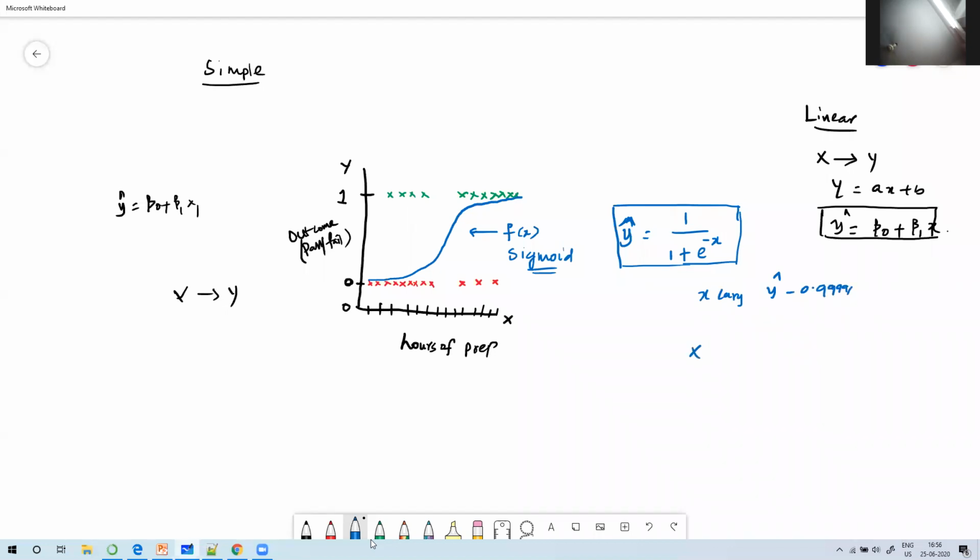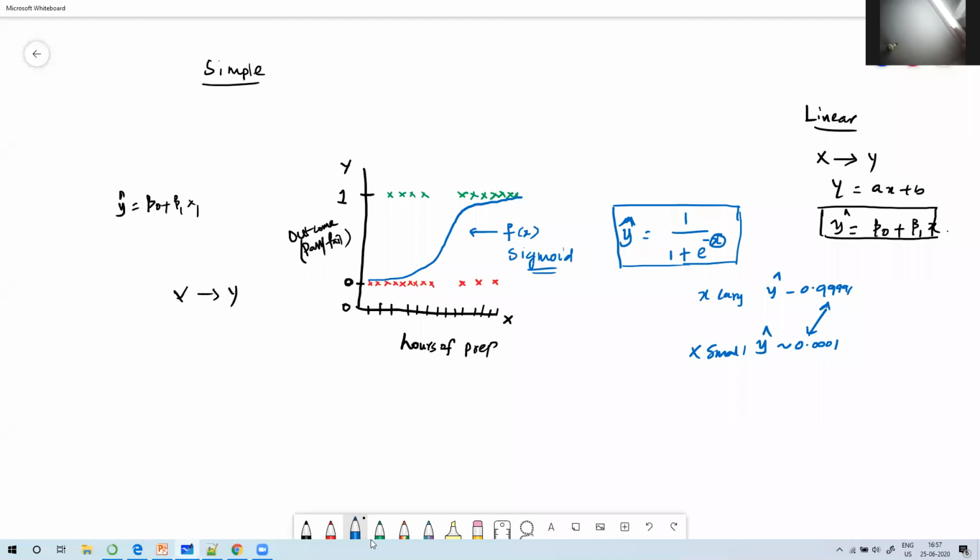0.9999. When x is very small, let's say we take x as -2, 1 by 1 plus e to the power of -2, that is e to the power of 2, e square, 2.7 square, which is going to be, let's say, 6 something. 1 by 6 plus 1 by 7, it's much closer to 0, right? When x is small, y hat would be very close to 0, okay? So the output of this is always going to be between 0 and 1. No matter whatever value of x you give, it is not going to deviate from this.